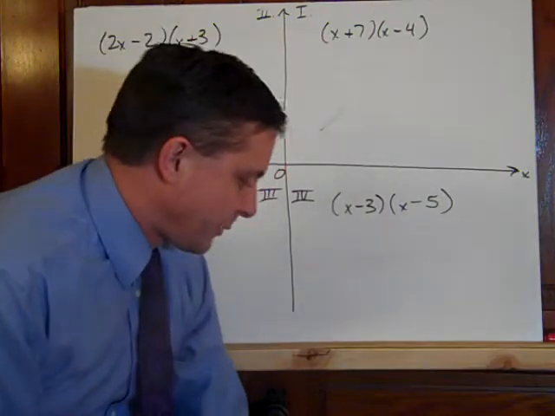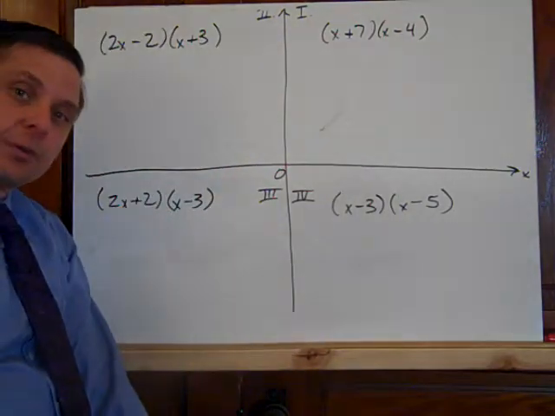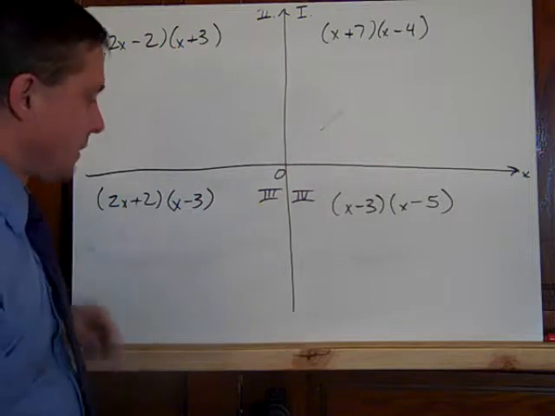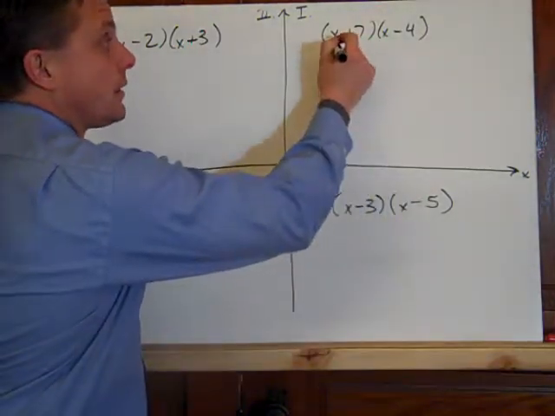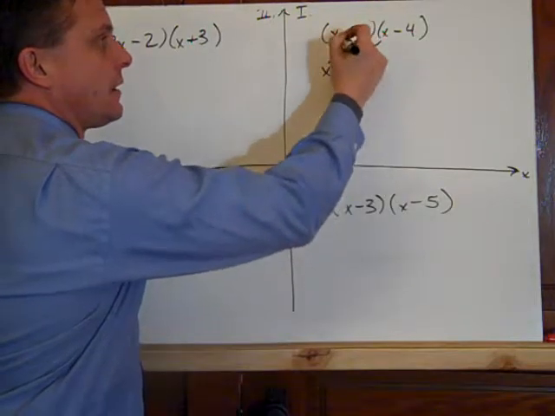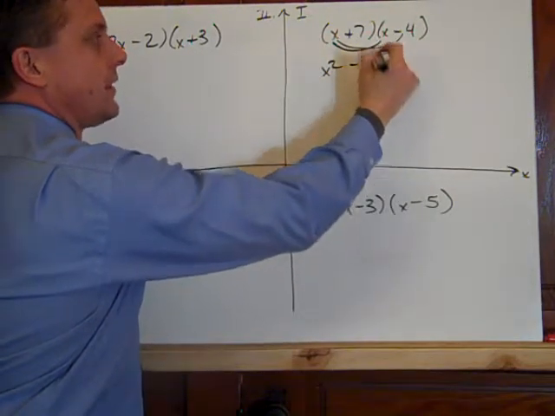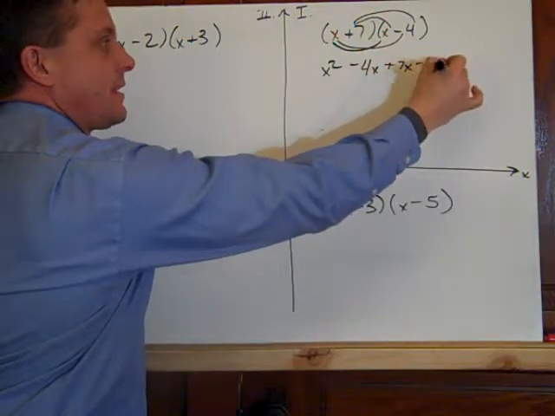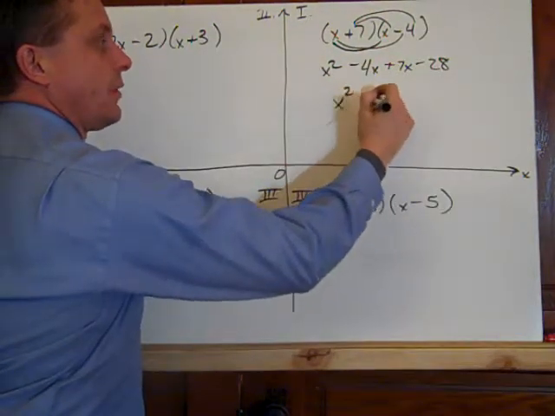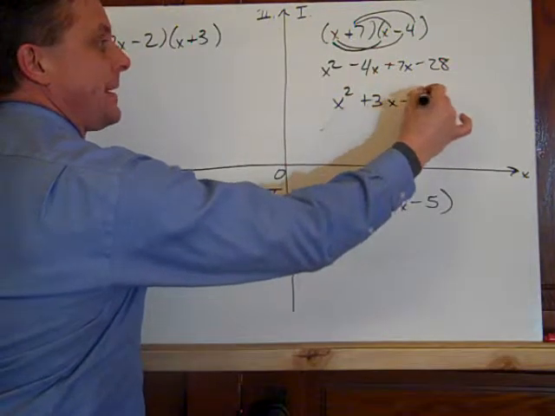So, a quick little bit of practice. If you want to pause the video, I am literally just going to write up answers here as fast as I can do it. X squared minus 4x plus 7x minus 28. Like terms in the center: x squared plus 3x minus 28.